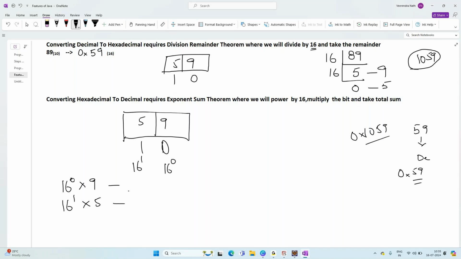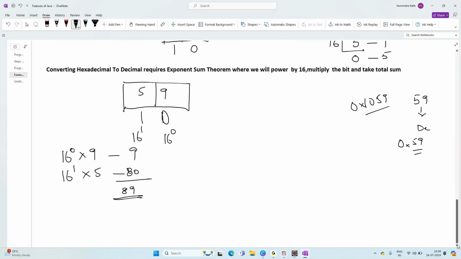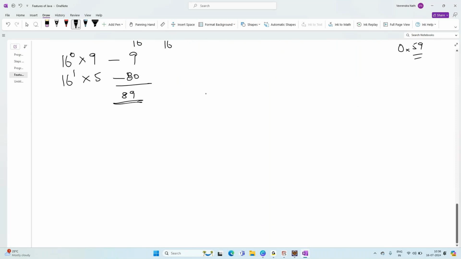16 to the power of 0 how much? 1. 1 into 9 how much? 9. So 16 to the power of 1 how much? 16. 16 5s are 80. 80 plus 9, 89. Done? Clear or not? Yes. So now what we have done? We have converted everything: binary to decimal, octal to decimal, decimal to octal, all kinds of conversions we have done.